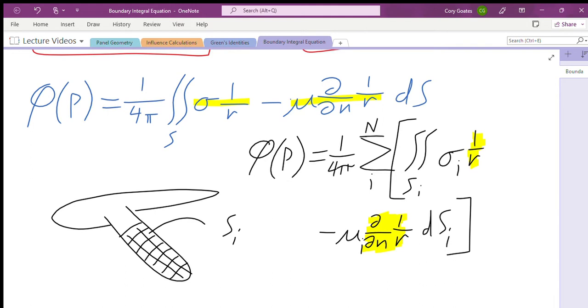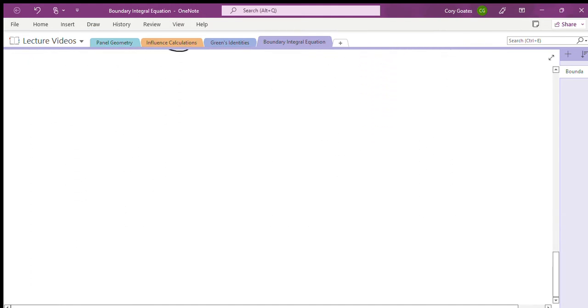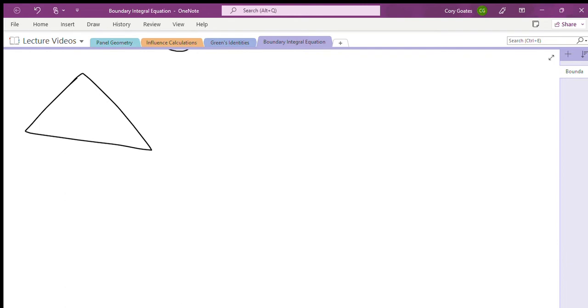You can, for instance, if you want, say we've got, and I drew square panels before, but I'm going to go with triangular panels. If I've got some panel here, and I want it to have a constant distribution of either doublet or source strength, I'll talk about doublet strength here first, then you can imagine that the doublet strength across this looks something like that. Imagine those are all constant.